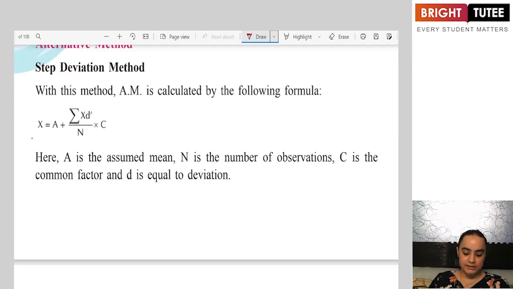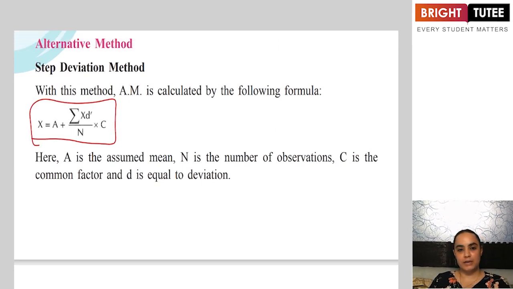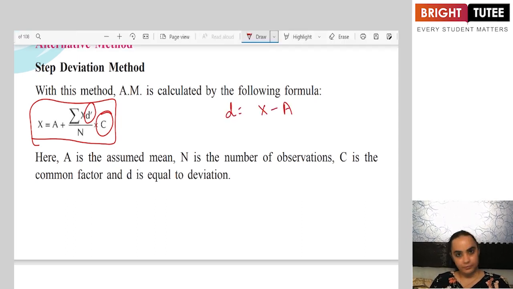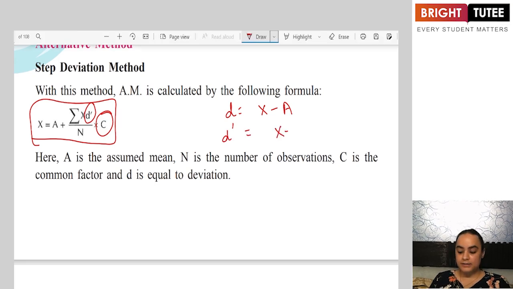In this, if you can see, more or less the formula is the same. There are just two new things which have been added. One is this d dash and the other is d. We know what is d. D was x minus a, where a was the assumed mean, and subtracting my assumed mean from every number of x, we get d. Now what is d dash? X minus a divided by c. And what is c? C is the common factor.